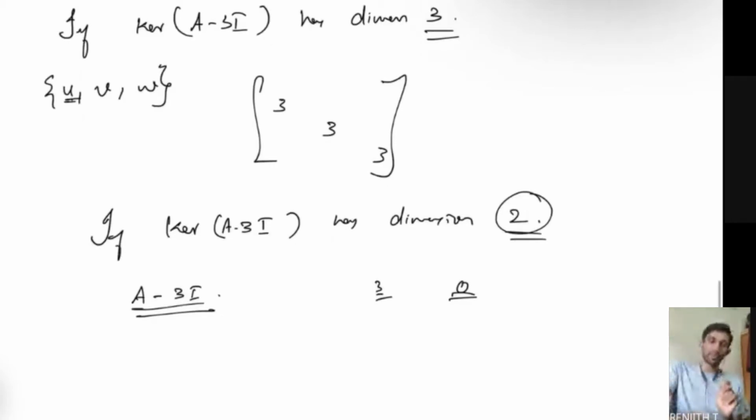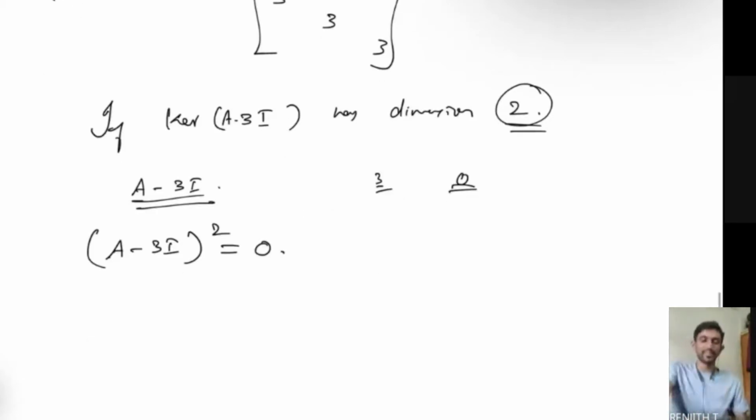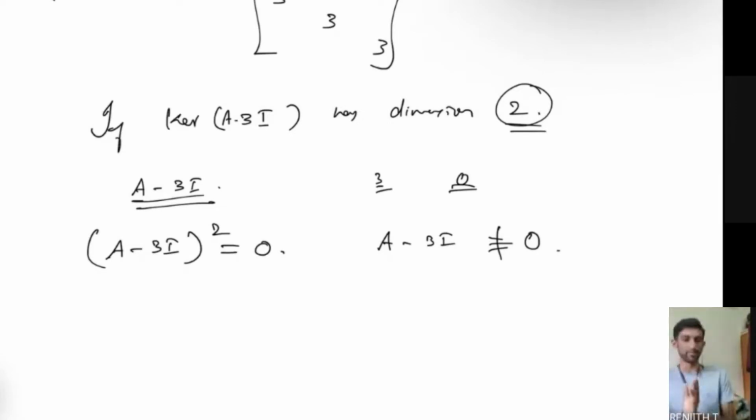It is 2. Then you will get that (A minus 3I) squared will be 0, such that A minus 3I is not equal to 0. So here, the kernel has only dimension 2. That means you don't have enough eigenvectors to form a basis to get diagonalizability. If you have enough eigenvectors to form a basis, then you will get diagonalizability. So here, the kernel of A minus 3I has only dimension 2, so you can't get enough eigenvectors to form a basis.